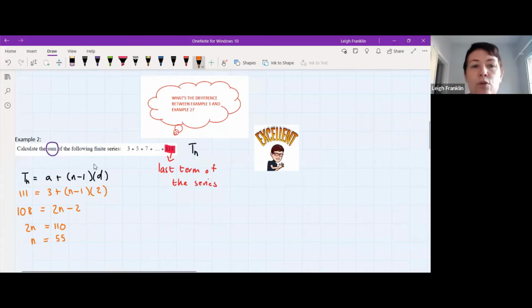Now I'm going to use my Sn formula, because now I know how many terms there are in the series. The 55th term is 111. The first term is 3, the second term is 5, et cetera. I hope that makes sense. Can I have a thumbs up? Is everybody happy with that? Thanks, Valerie. Is that making sense, everybody?